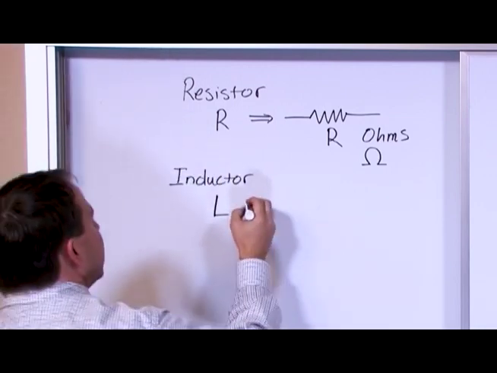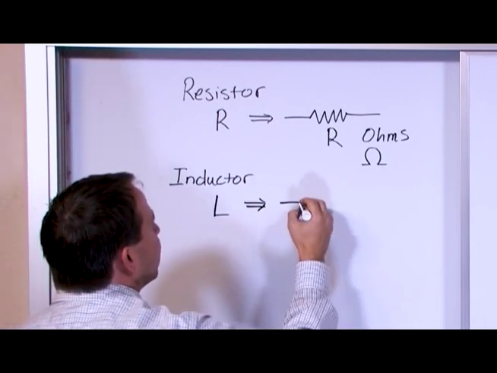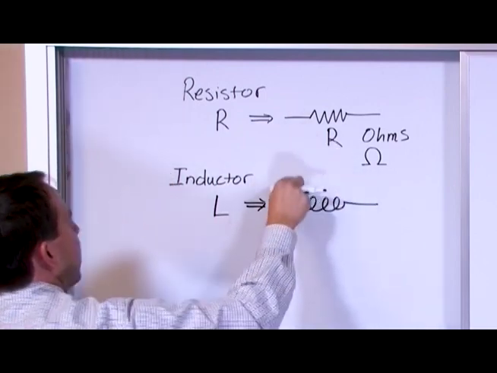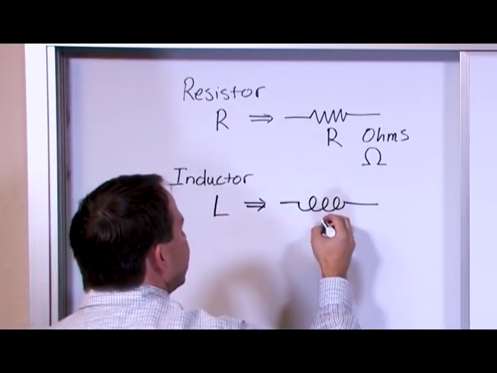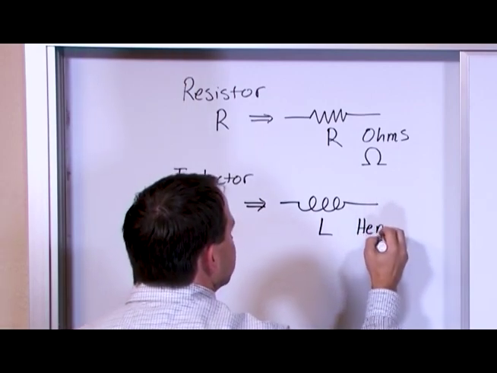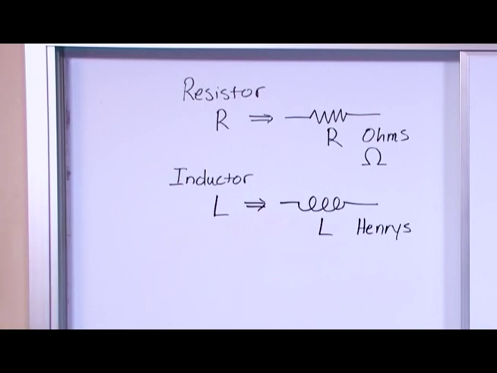So for an inductance, the electrical circuit symbol is like a coiled up wire. See, they look quite different. And so what we say is we have a value of L, and the unit is Henrys. You might even see it abbreviated H for Henrys.